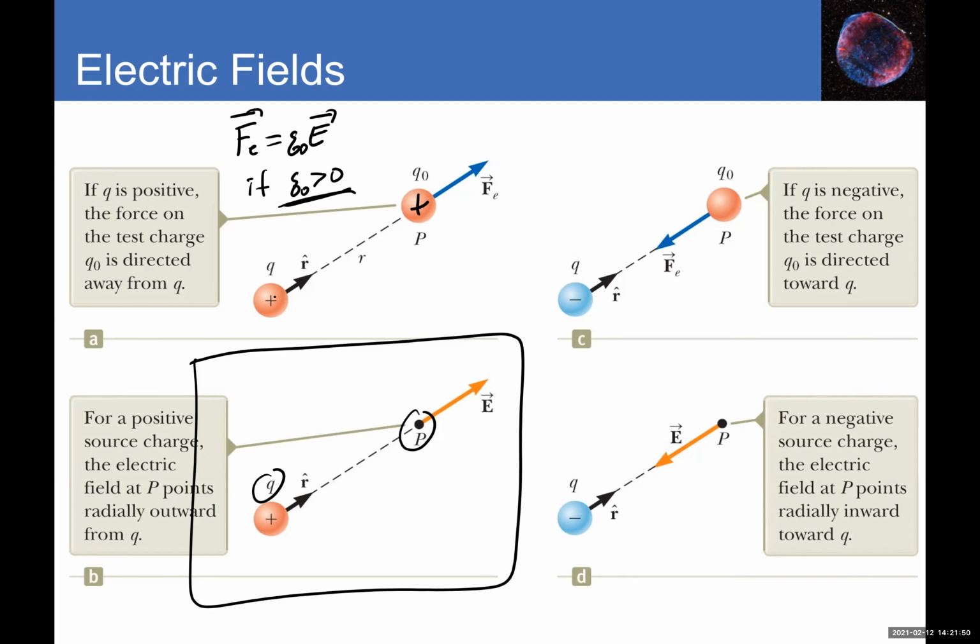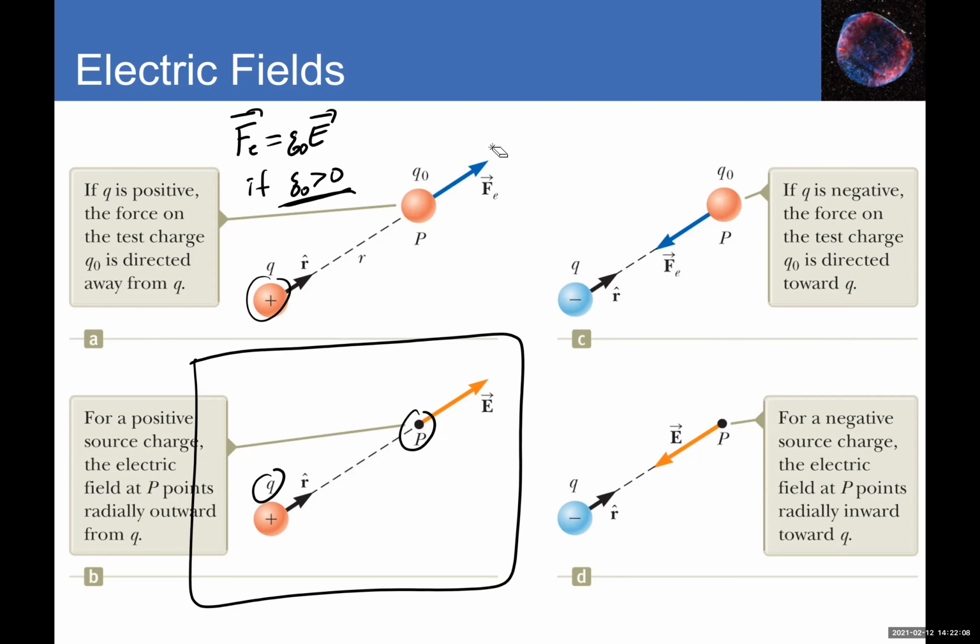Which makes sense, right? If this is a positive charge and this is a positive charge, it is going to be repulsive, and the force on the test charge will be in that direction. But we can also deduce it from this. Because it's a positive test charge, the force acting on it has the same direction as the electric field.